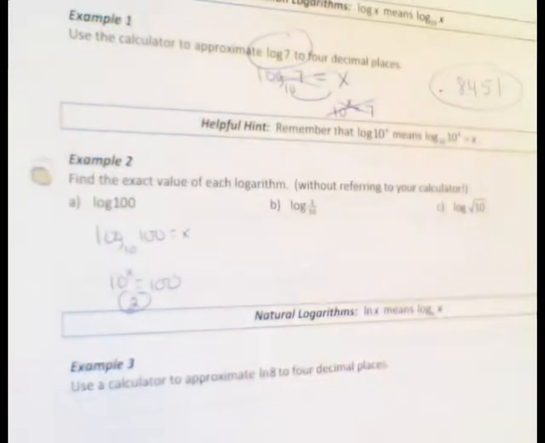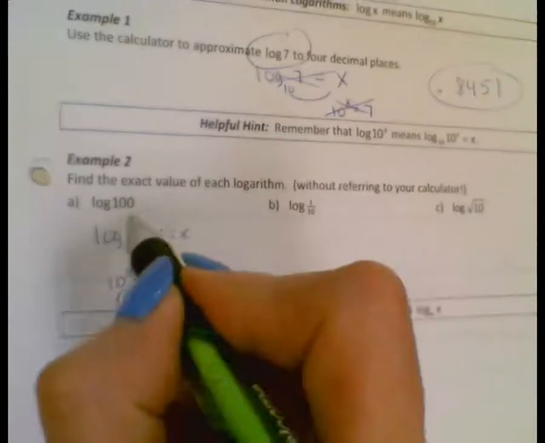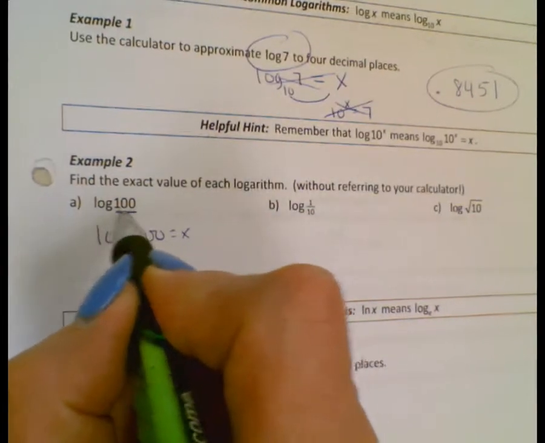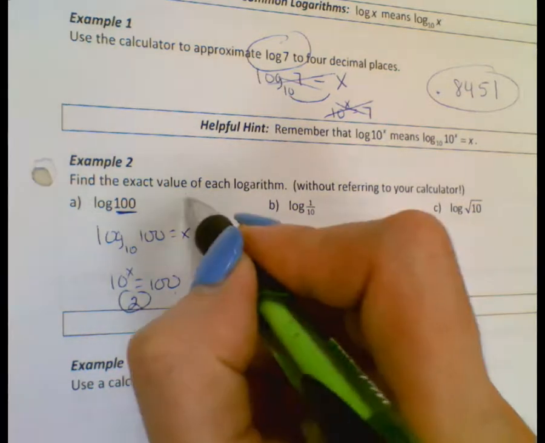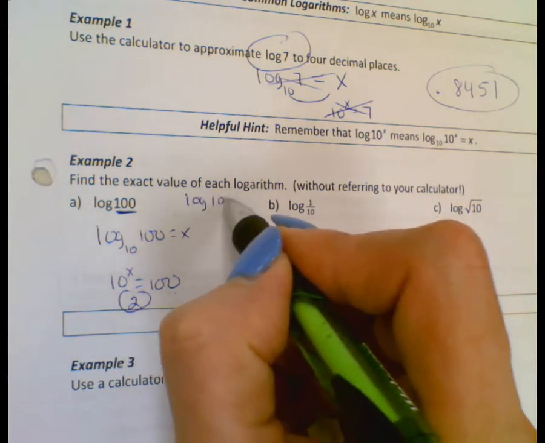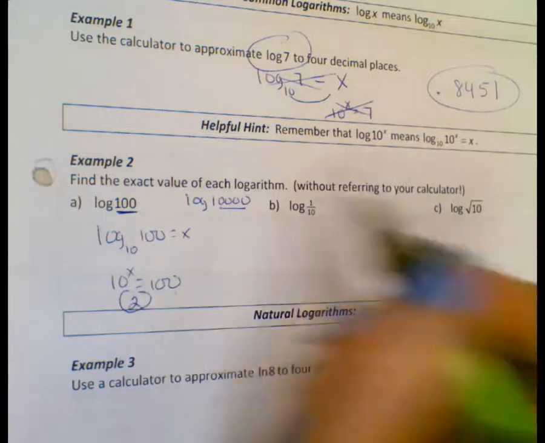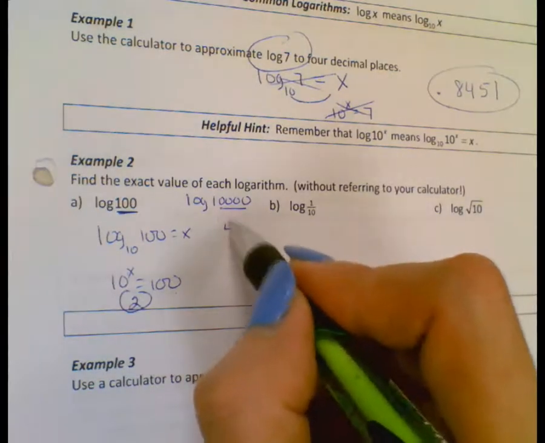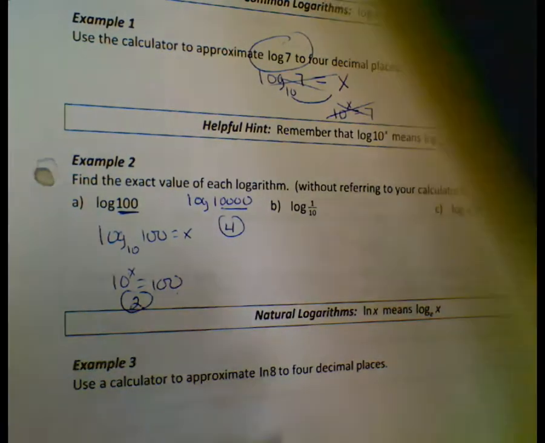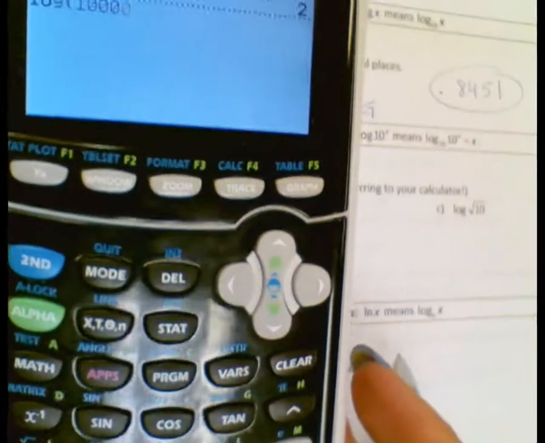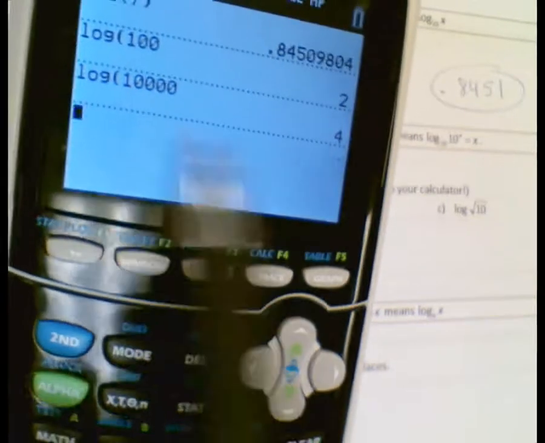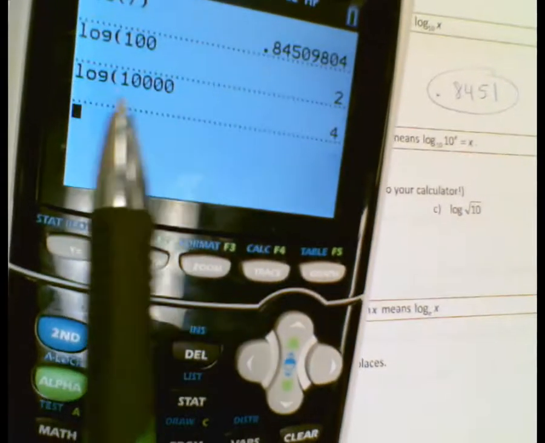The reason it's 2 is because with base 10, if you get powers of 10, if you have 2 zeros, that's what your answer is going to be. So if I said what's log of 10,000, since there's 4 zeros, your answer is going to be 4. Try it on your calculator. Log 10,000. So this answer is going to match the number of zeros in the problem if it's a base 10 number.